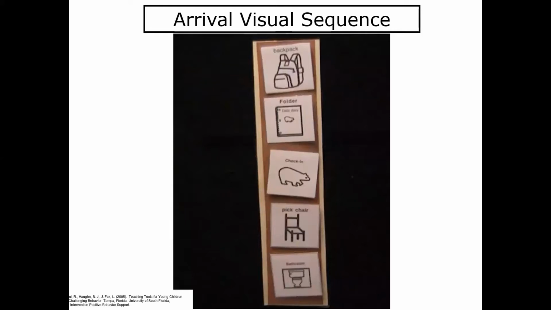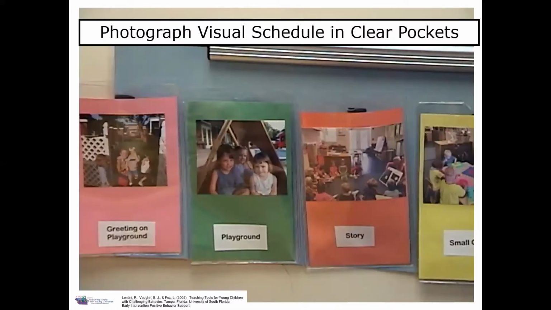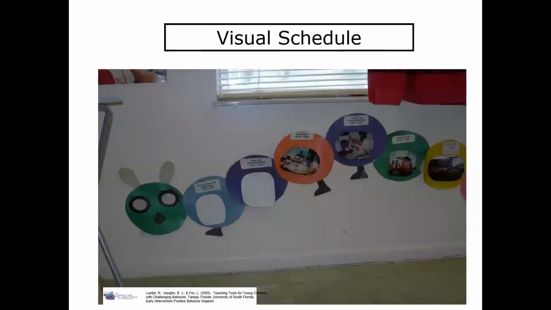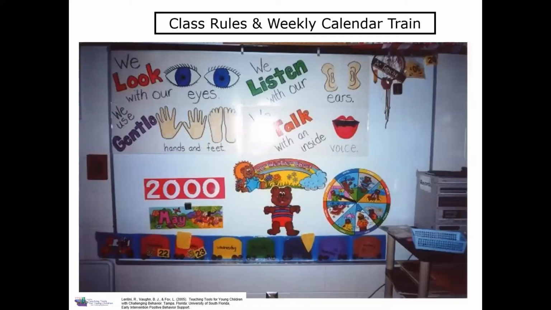Here is an example of an arrival visual schedule for school. A photograph visual schedule for what they will be doing throughout the day, and the photographs are added in. This can often make it a little bit clearer for some people to understand. Here's another type of visual schedule that can be used. It can be used to display the class rules.